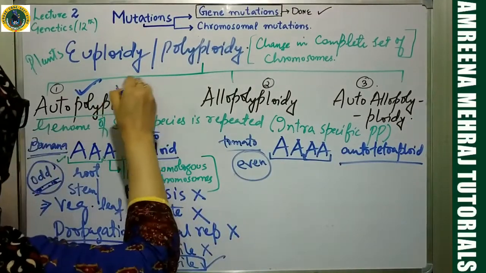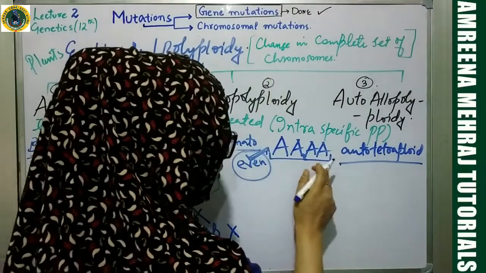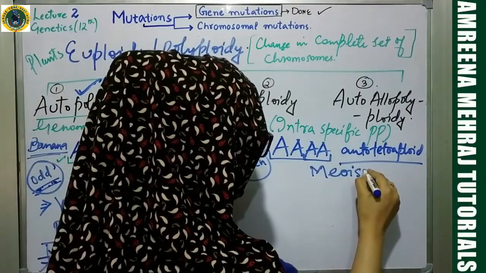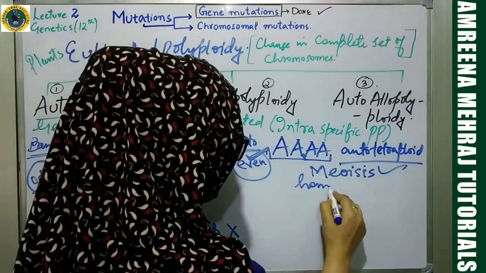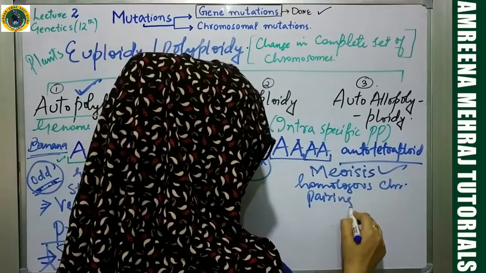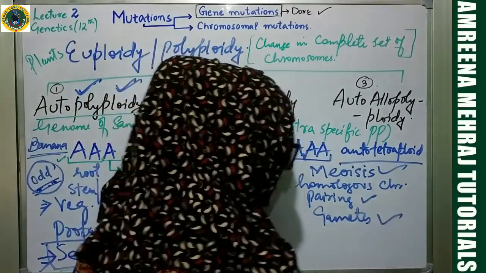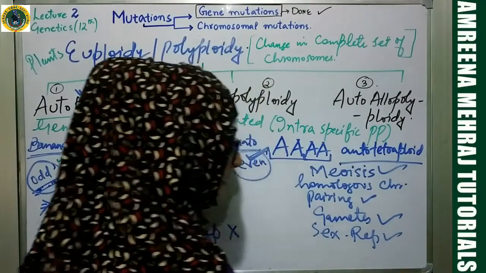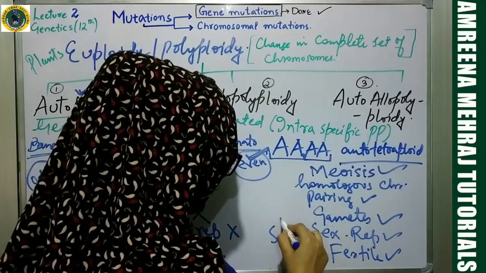But those autopolyploids which have even number of sets, although they'll be having more chromosomes, can they perform meiosis? Yes, they can perform, because homologous chromosome pairing is possible. Meiosis is possible. Can gametes be formed? Yes. Can sexual reproduction happen? Yes. Are they fertile? Yes. Will they produce seed? Yes.